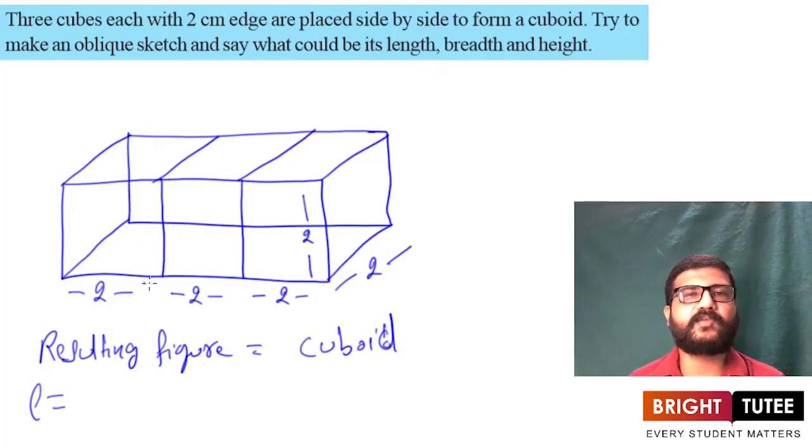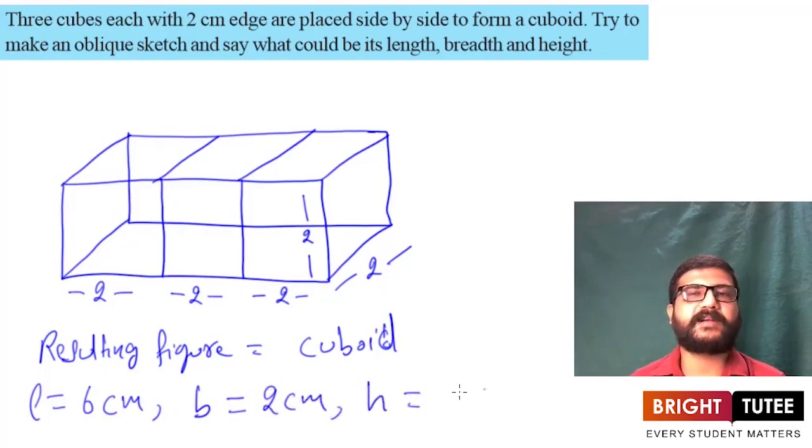Length will be 2 plus 2 plus 2, and that will be 6. So length is equal to 6 centimeters. Breadth is the same as that of the cube, so it will be 2 centimeters, and the same for the height also. It is also the same as that of the cube, and that will be 2 centimeters. So these are the dimensions of the resulting cuboid.